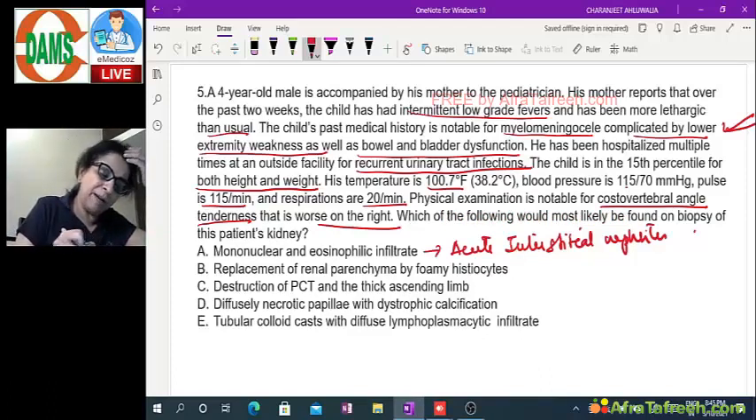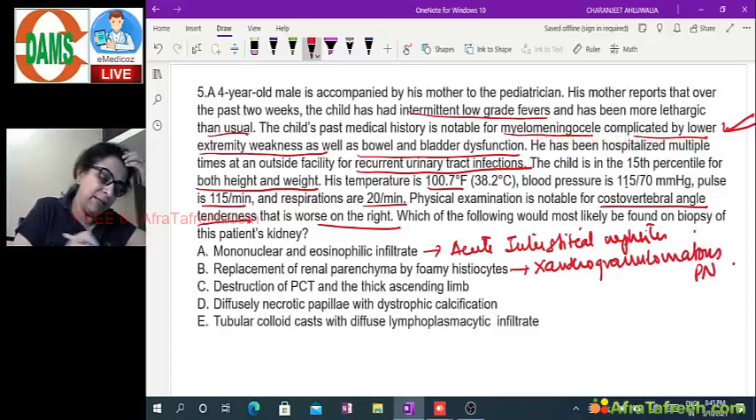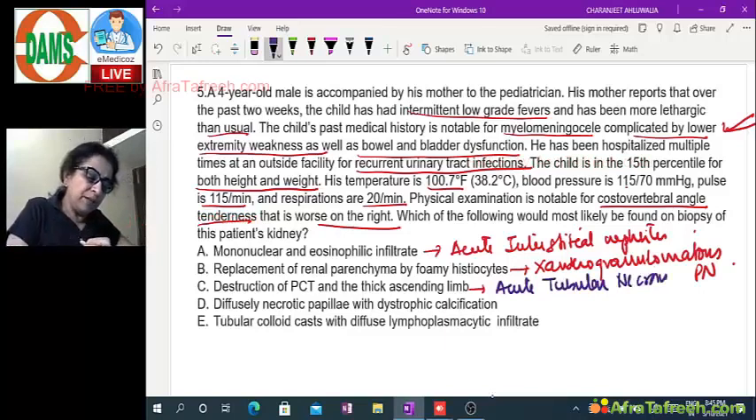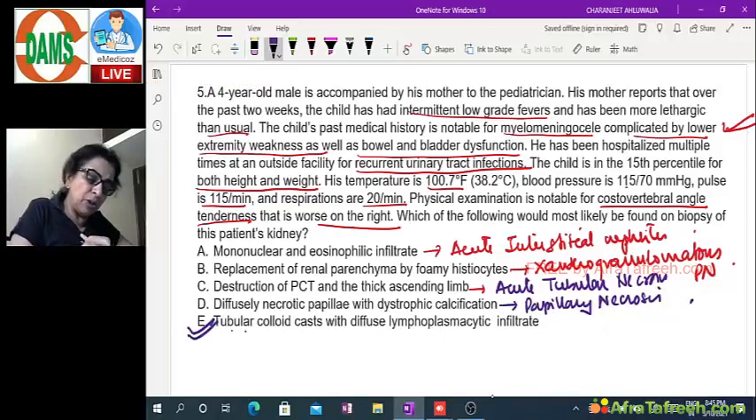Replacement of kidney parenchyma by foamy histiocytes. This is seen in xanthogranulomatous pyelonephritis. अभी हमने पढ़ा था. Third, destruction of PCT and thick ascending limb. This is seen in ATN, acute tubular necrosis, which we will read, where there is necrosis or destruction of the tubules. Then diffusely necrotic papillae with dystrophic calcification is seen in papillary necrosis. So the answer to this is the last option.